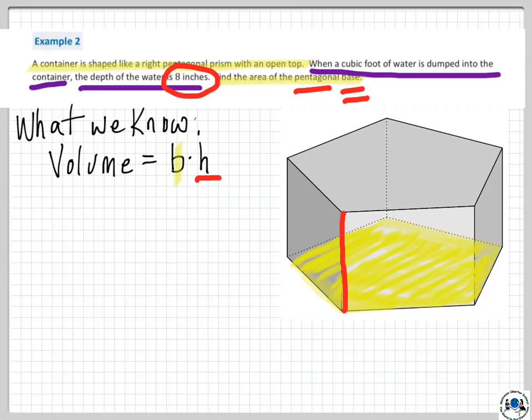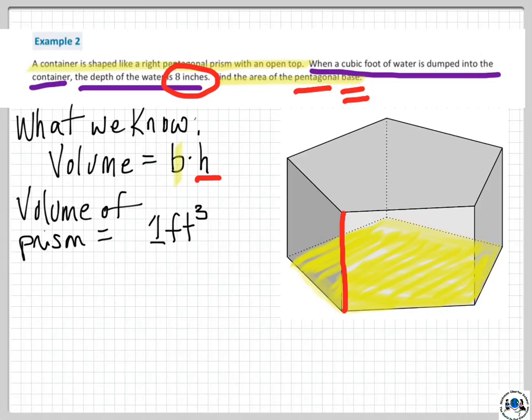So this is what we know. We know how to calculate the volume of this pentagonal prism. We also know that the volume is 1 cubic foot. 1 cubic foot of water is going to fit into that pentagonal prism. I just wrote in that 8 inches, and we also know that when that 1 cubic foot of water fills up the prism, it will fill it up to 8 inches. So it's 8 inches high.